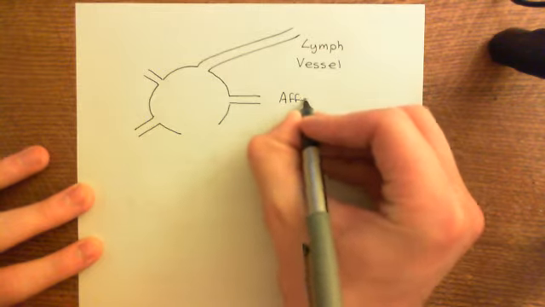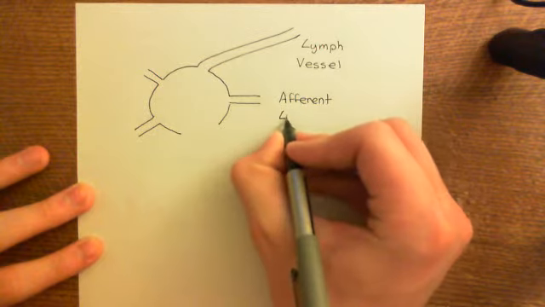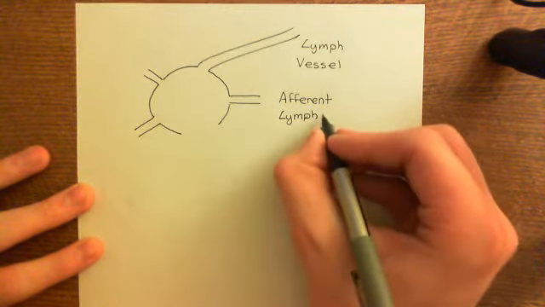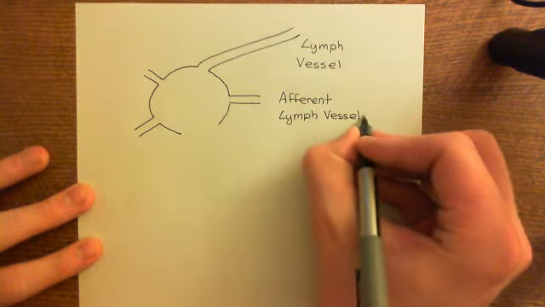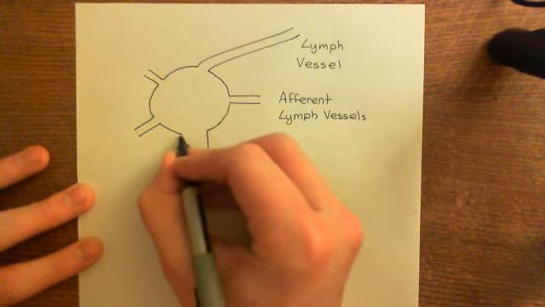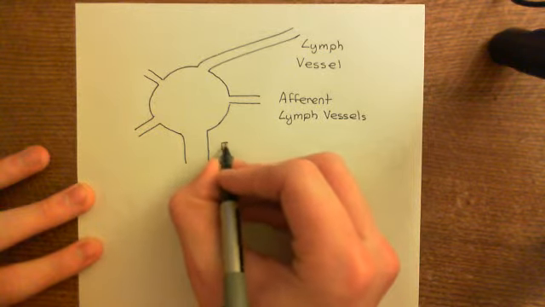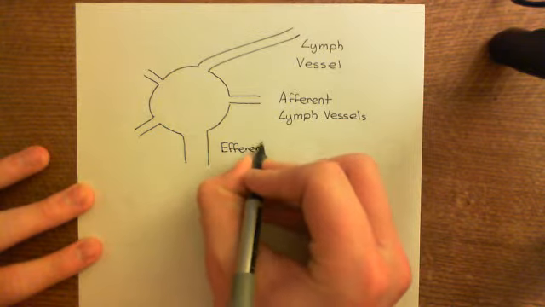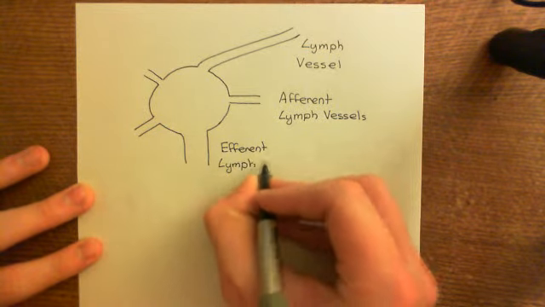Afferent refers to lymph vessels which are coming into the lymph node. So this is an afferent lymph vessel. All of these vessels that I've drawn so far coming in are afferent lymph vessels. Then the lymph node will have one bigger lymph vessel coming out. So it only has a single efferent lymph vessel. Efferent means coming out. So this is an efferent lymph vessel.